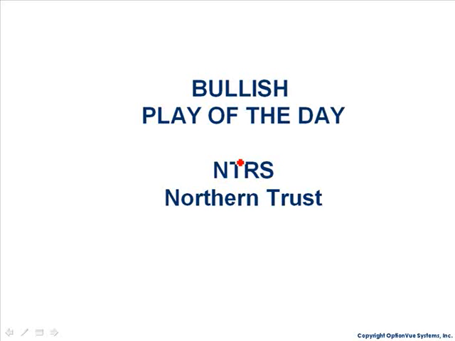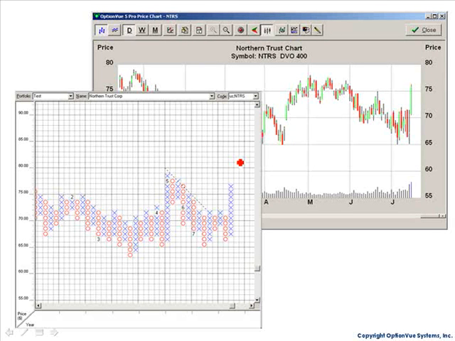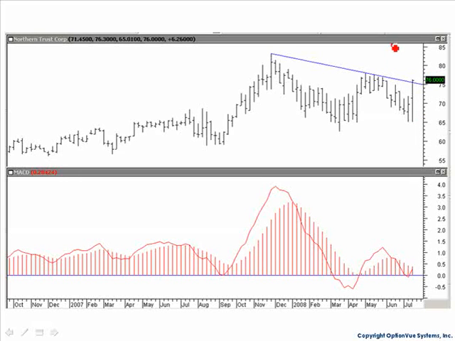Here's a little bullish play of the day. Northern Trust came out with a triple top breakout. That helped me go to this graph here and see that on strong volume on an earnings report, Northern Trust did, in fact, gap up and then shoot straight up. And it also broke a weekly trend line, which was coming off of a MACD divergence. All positive, bullish technical signals.